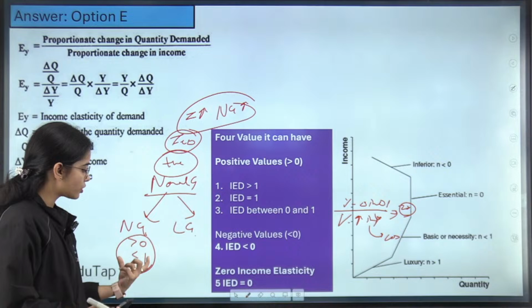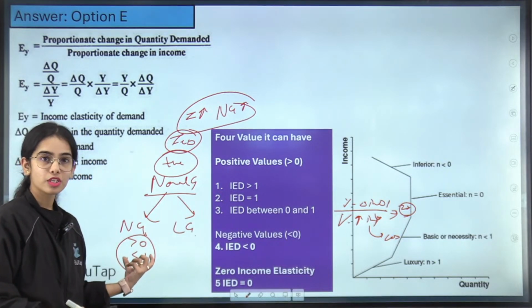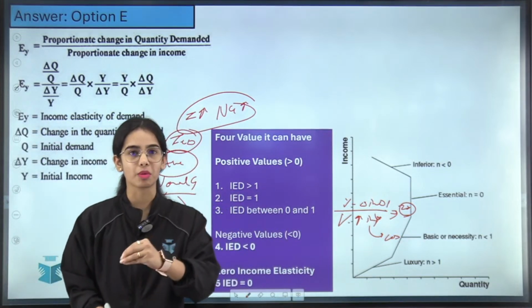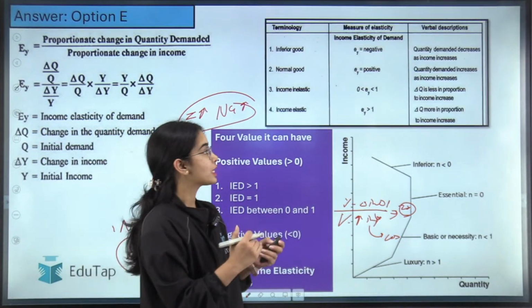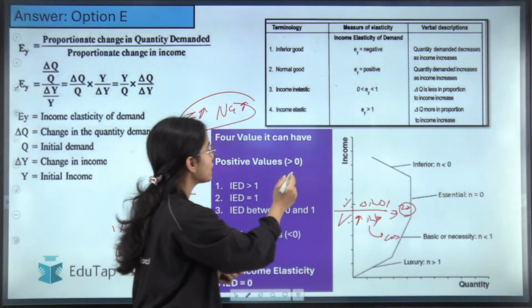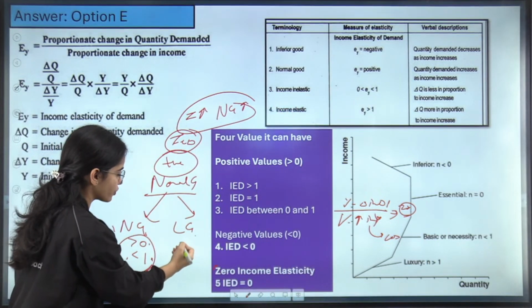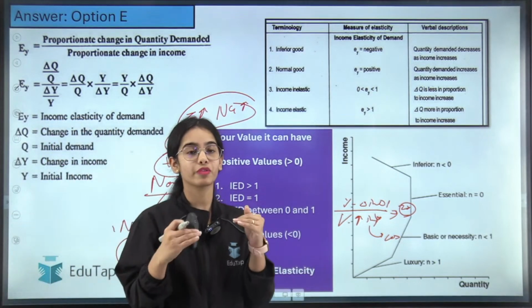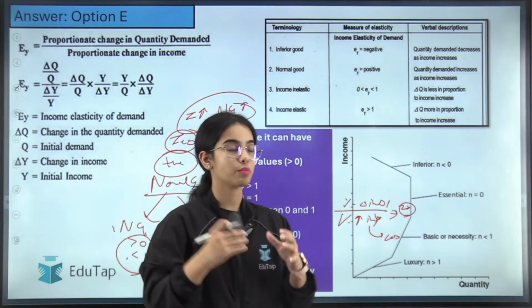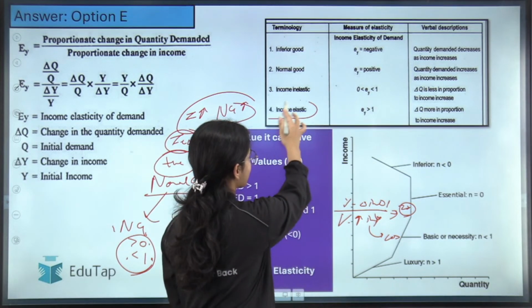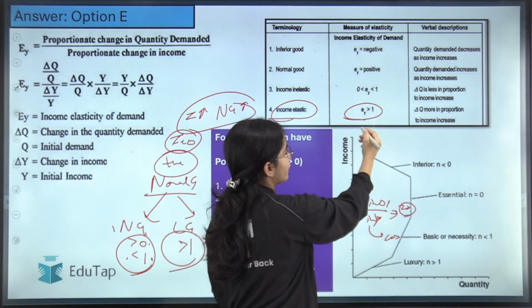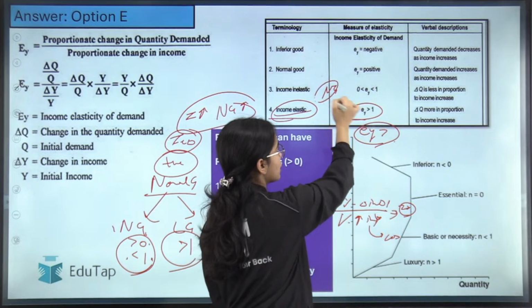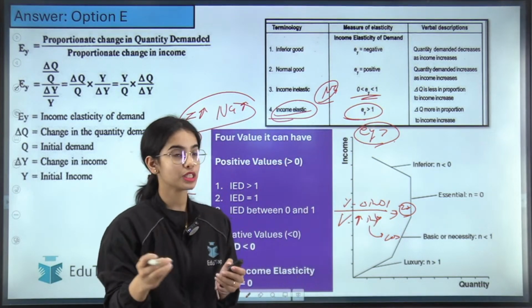So for necessary goods the income elasticity of demand is greater than 0 but less than 1. That means for necessary goods there is positive income elasticity of demand but it is less than 1. For luxury goods, the income elasticity of demand is greater than 1, because with the increase in income there is a more than proportionate increase in demand. So demand is income elastic for luxury goods, when the income elasticity is more than 1. Demand is income inelastic for necessary goods when the income elasticity is between 0 and 1.